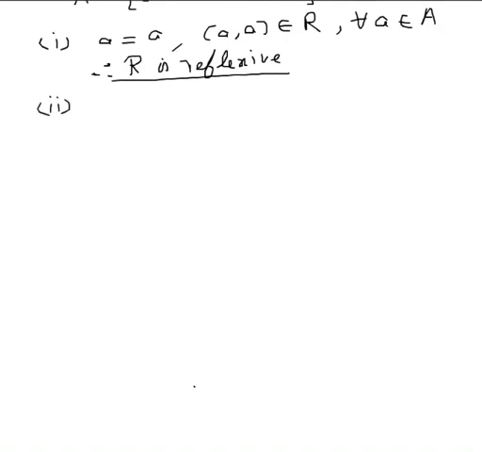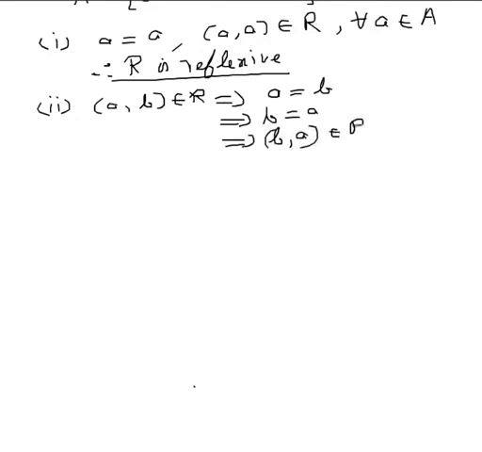Now the second one. Let (a, b) belong to R, which implies a is equal to b by the definition. If a is equal to b, I can very well write b is equal to a. Therefore, (b, a) belongs to R for a, b belonging to A. So I have proved that if (a, b) belongs to R, (b, a) belongs to R. Therefore, R is symmetric.